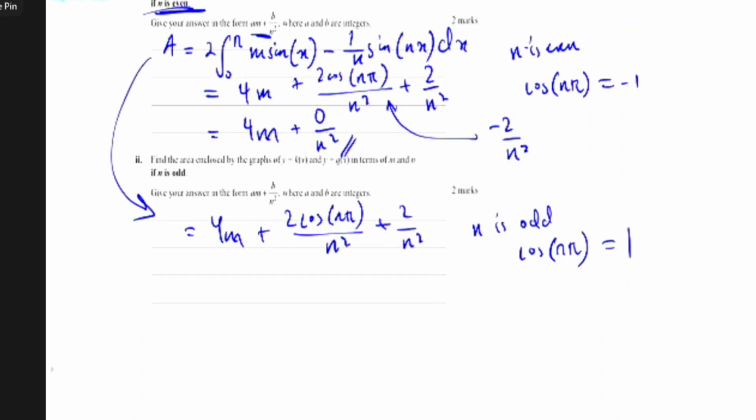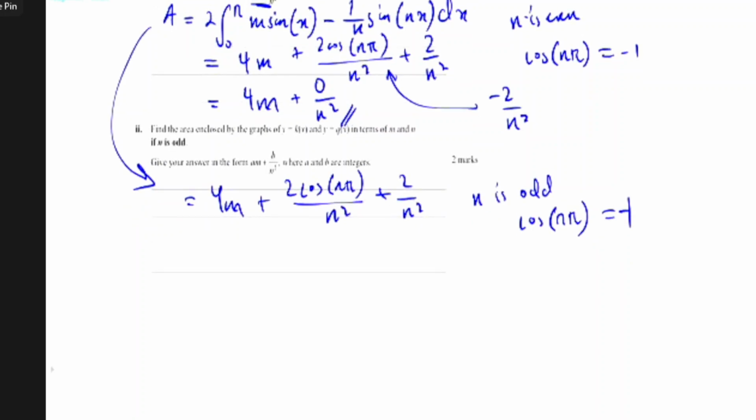Shadman, am I tripping? Is cos n pi 1 or negative 1? If n is odd, it would be negative. It's negative 1, right? Cos n pi if n is odd, that should be negative. Yeah.